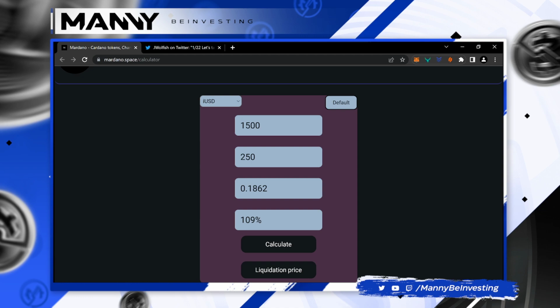For example, I just threw some stuff in there, 250 IUSD at 1500 ADA. At this price, you would be liquidated. You would, of course, at 109, be liquidated, 1.99%. You could calculate, let's say, to refresh. So that's the price of ADA.